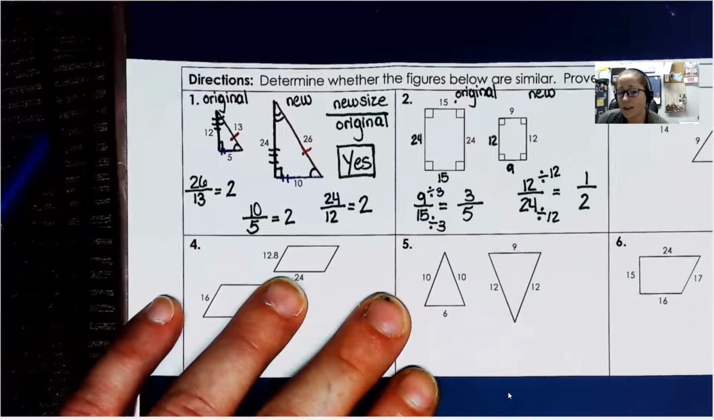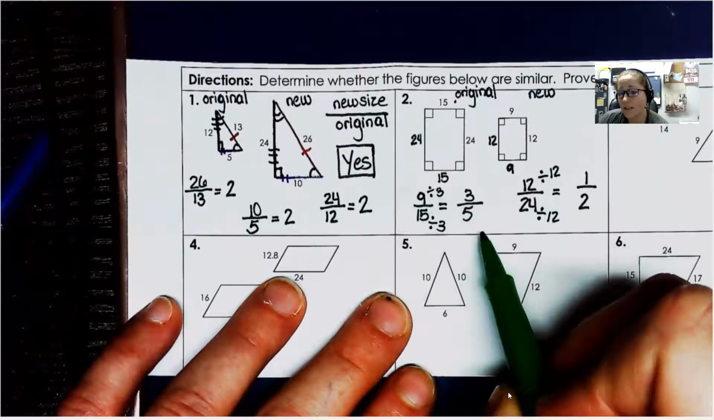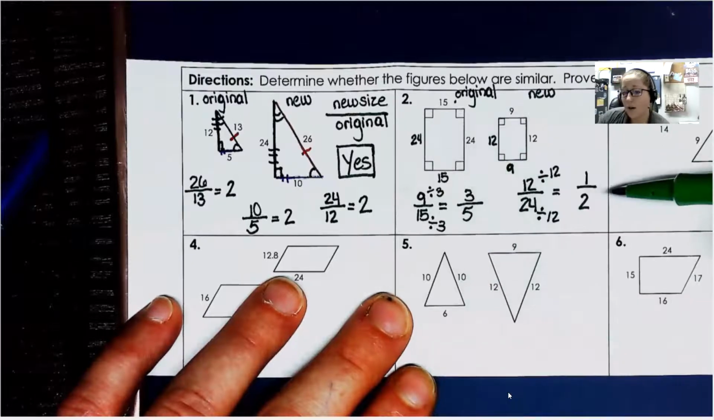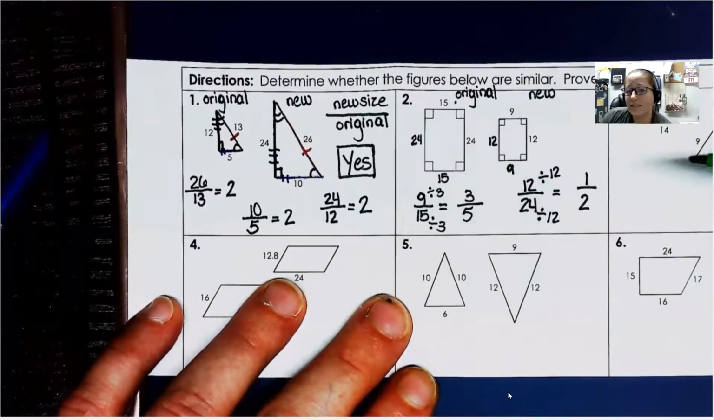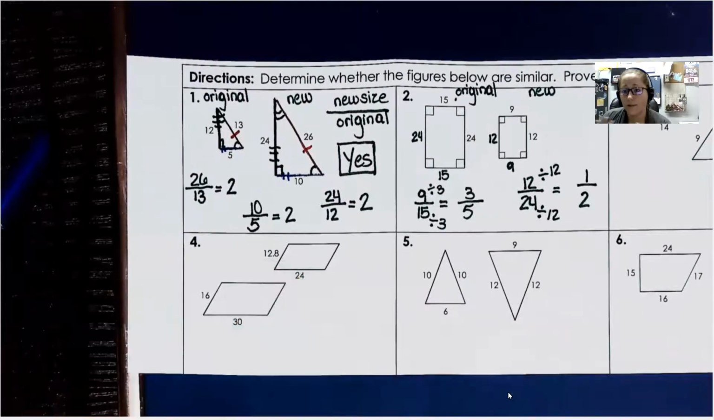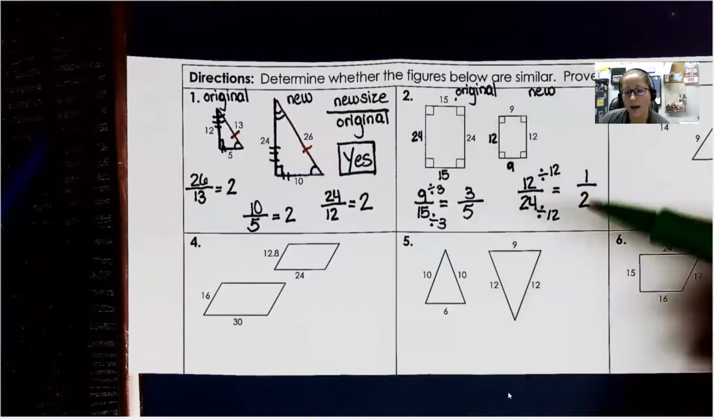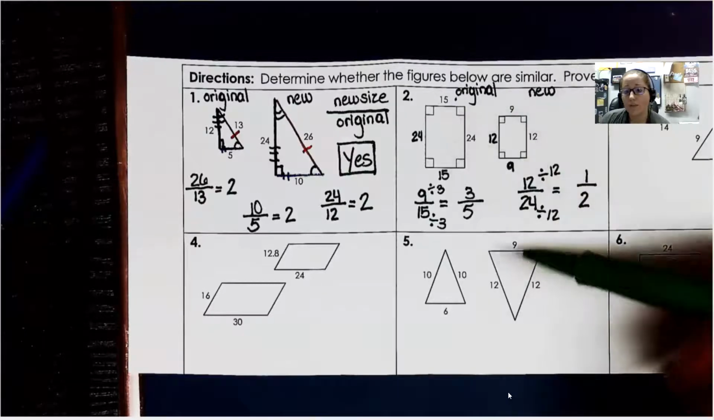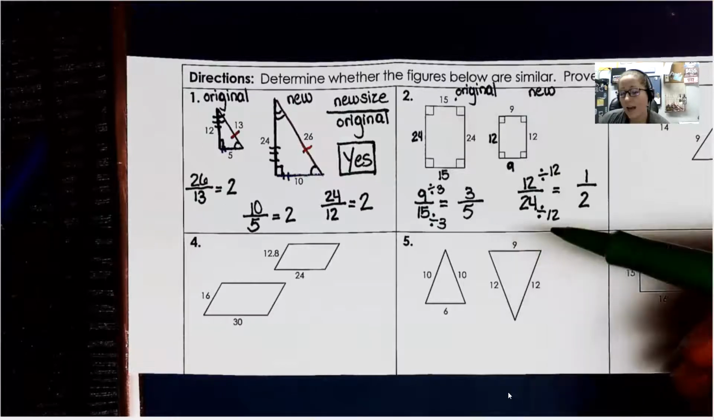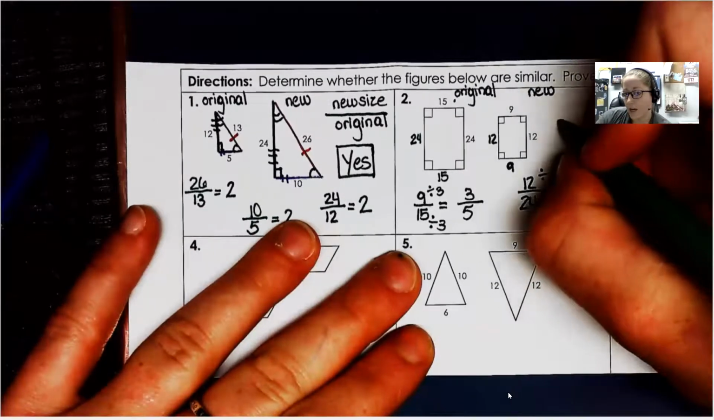Now, looking at this, we see that the scale factor of the shorter side is 3/5, and then the longer side is 1/2. That means that these figures are not similar because they do not share a common scale factor between the side lengths. Even though you can see that all of the angles are right angles, once we got into checking those measurements of the side lengths, we found that it is not similar. So we would say no.